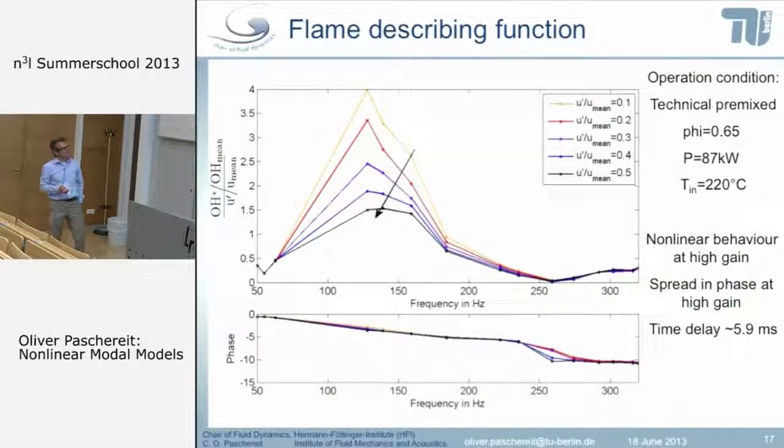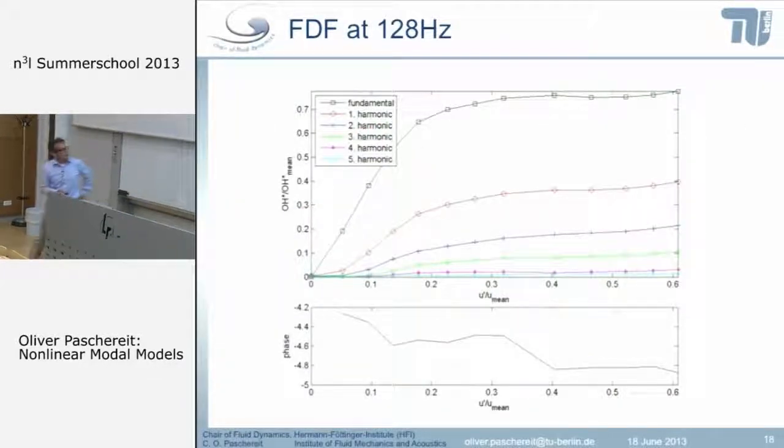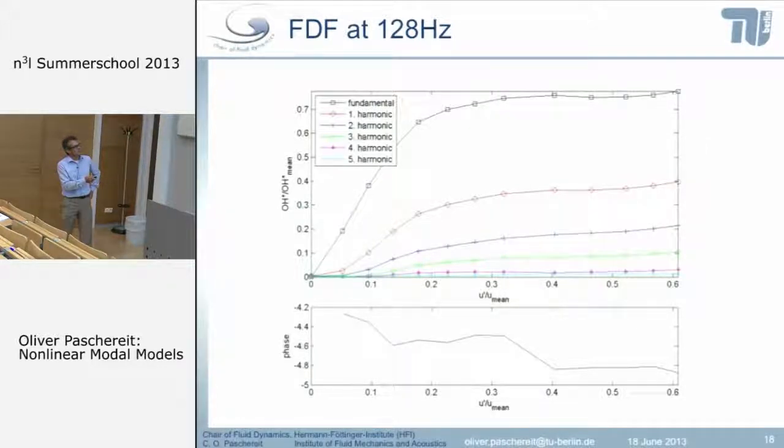And here are some results. These are actually taken by Sebastian Schimek. This gives you the flame describing function. So we are looking at the OH radical normalized by the excitation amplitude, shown as a function of the frequency. And you can see that with increasing amplitude, your amplification goes down, so leading to a limit cycle. It's a non-linear response.